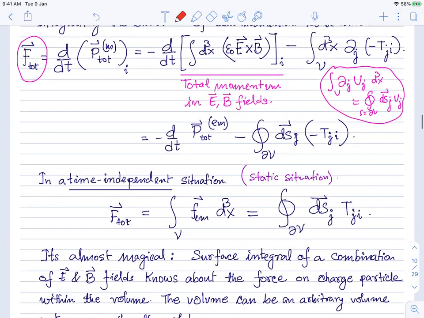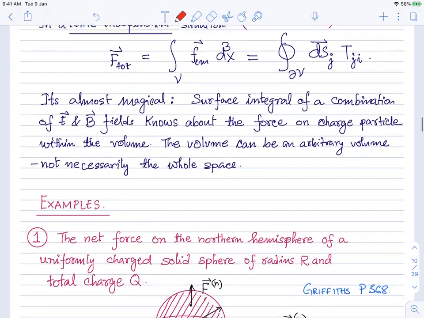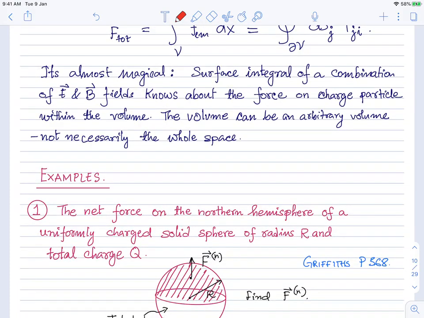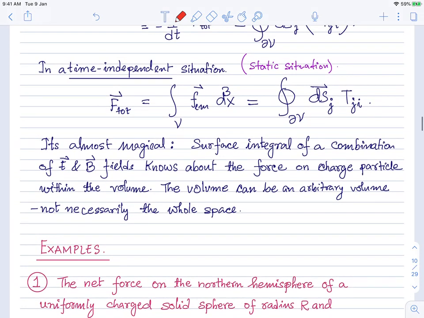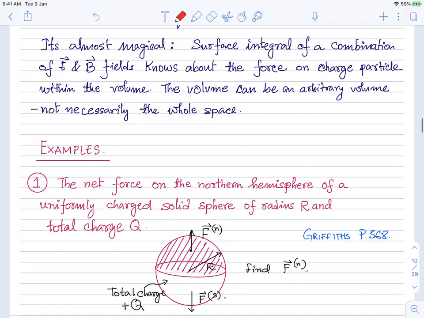So now let us do some examples. This is the statement of the conservation of linear momentum, and now let us do some examples. The first example we are going to focus on is basically this static case that we have. There's a very interesting example which is given in Griffiths. If you look at page 368 in Griffiths, you will see that this example has been worked out there, but it is a very instructive example which I want to discuss so that you get the idea of what is going on.